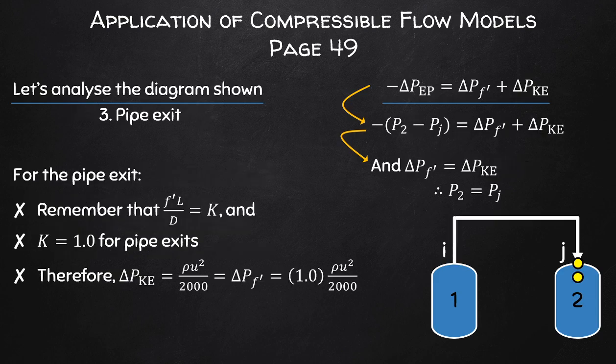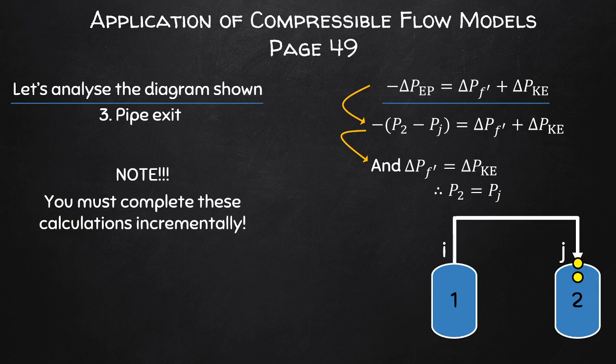Lastly, it can be shown that delta Pf prime equals the change in kinetic energy at the exit of the pipe, which makes sense since the flow arrests at point 2. But keep this in mind, these calculations should always be completed incrementally, since the density changes have to be accounted for in the case where we have compressible flow. If we do it incrementally, then we can approximate compressible flow with incompressible flow.